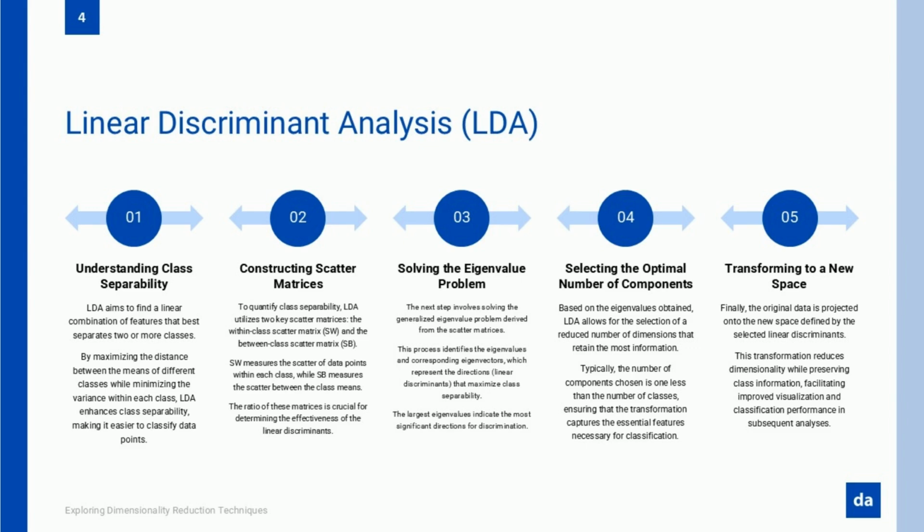Finally, we get to the big moment: transforming to a new space. LDA projects the original data onto the reduced dimensional space defined by the linear discriminants. The result? A clean, clear separation between classes that makes visualization and classification much easier. It's like taking a blurry picture and sharpening it until the edges are crystal clear.